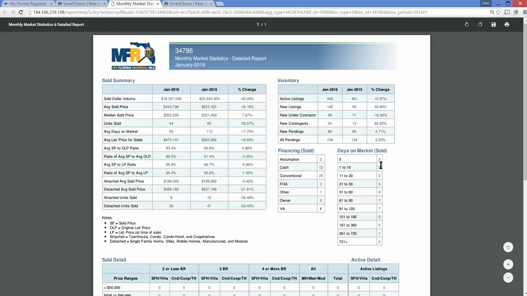Days on market breakdown. So how many days were these properties on the market? 3 of these were on the market for only 1 to 10 days. 2 were on the market for less than 1 day. Only 1 has been on the market for more than 1 year.